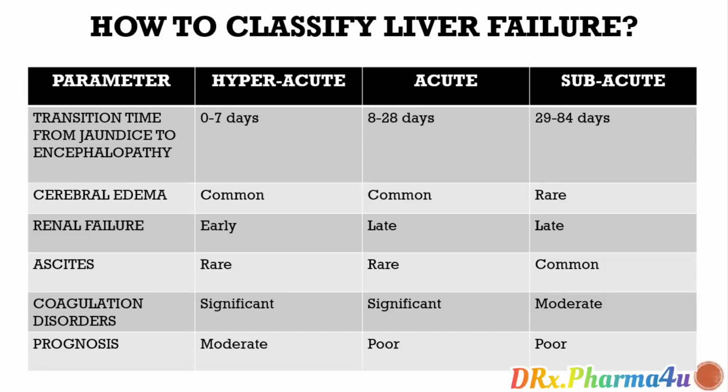Renal failure occurs very early in hyperacute because it comes at a rapid onset and it is very severe. In acute and subacute, it occurs, but a bit late. Again, it depends on your kidney condition also. It's not necessary that it will happen in everyone.